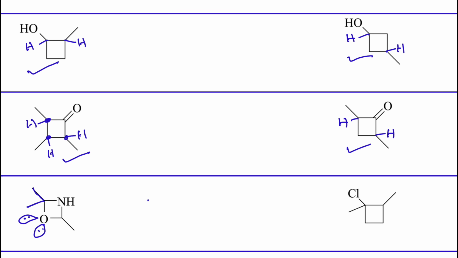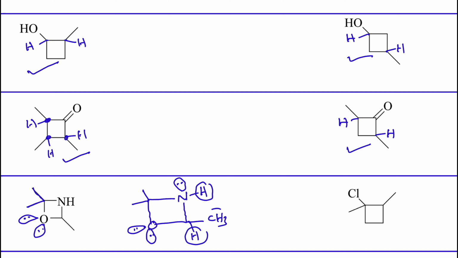But most importantly, for your convenience, I am writing nitrogen, oxygen, it is having lone pairs. You just leave that oxygen, you leave this carbon also. Nitrogen lone pair, hydrogen, methyl group and hydrogen. So you can see hydrogen, methyl and lone pair. The condition is satisfied. So it shows geometrical isomerism.